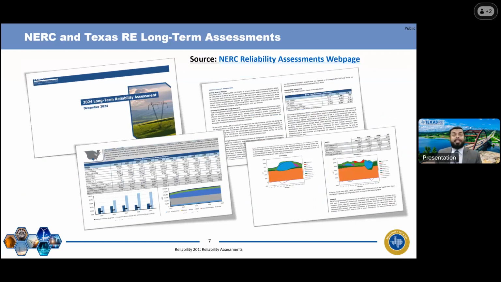Here's an example of the NERC and Texas RE long-term reliability assessments. This figure to the left is the front page of the 2024 NERC Long-Term Reliability Assessment. The years of the assessment are from 2025 through 2034. Inside the 2024 Long-Term Reliability Assessment, you will see the Texas RE long-term reliability assessment as well. The remaining three figures in this slide show Texas RE's assessment for the 10-year period. As we go through the upcoming slides of this presentation, we'll have more opportunities to dive deeper into the Texas RE assessment pages of the report.